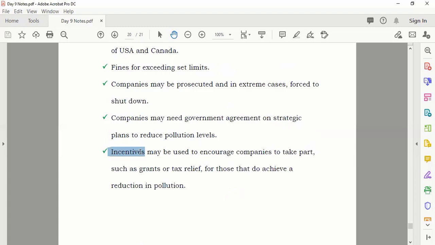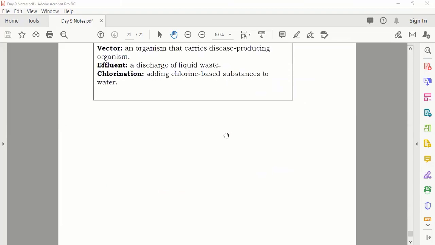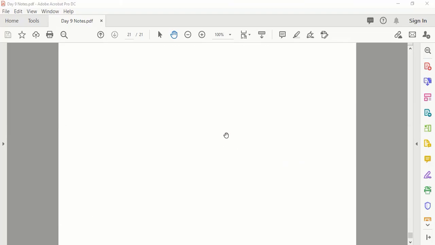If any company is performing well, they are treating their wastewater well before they leave it in the river or the stream or canal. So they are treating it and making it less harmful. So you should give them some kind of benefits. The government should give. So these are the things. These are the terms, and now we'll do the past papers.